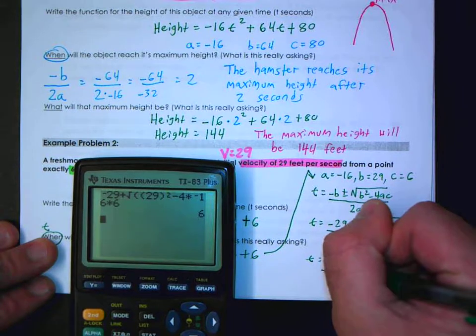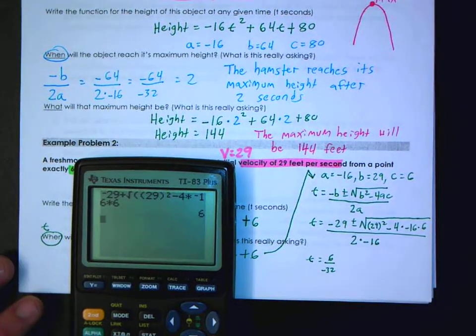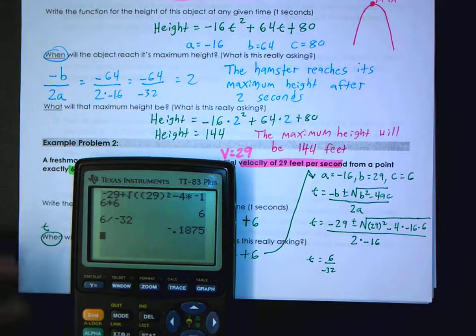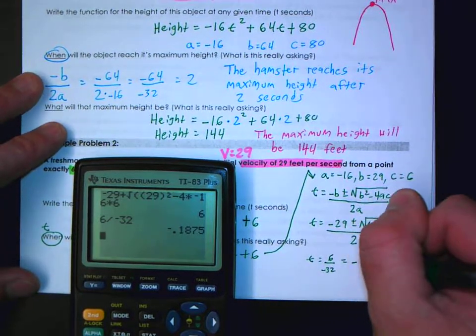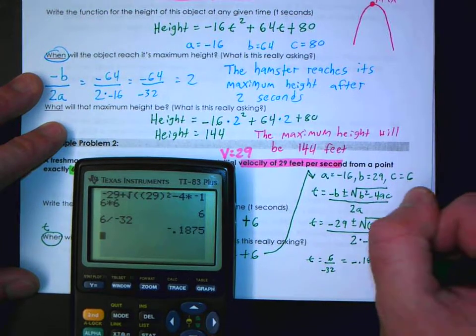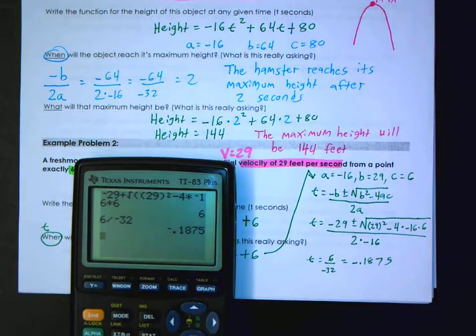negative 32, right? And 6 divided by negative 32 would be negative 0.1875. When t is negative, that's talking about the past. And that's not what we want. We don't want the past. We want the future when it hits the ground, right? So usually the negative values you'll just throw out.